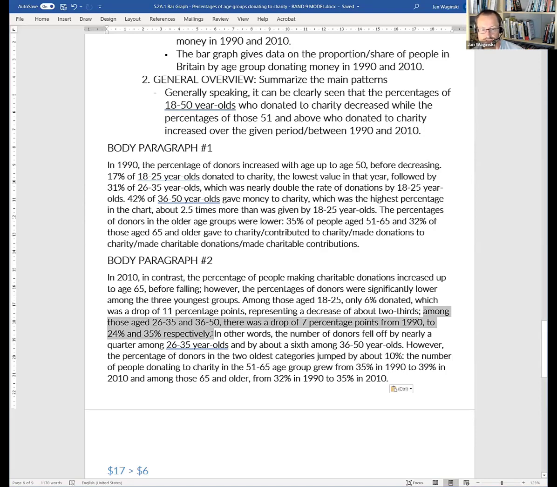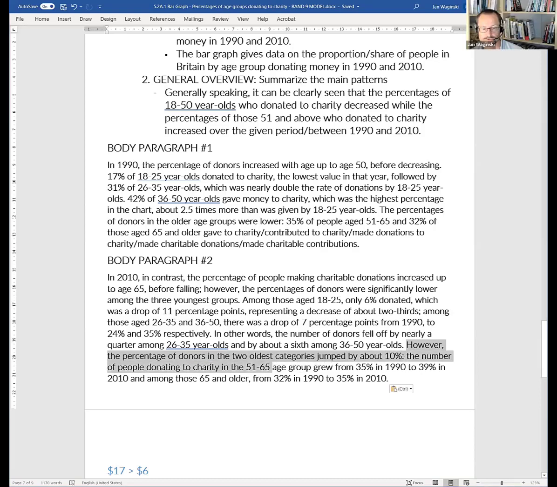See, it's 7% for both, but I'm going to say, in other words, the number of donors fell off by nearly a quarter among 26 to 35-year-olds and by about a sixth among 36 to 50-year-olds. You can say fell off or you can say fell, it doesn't matter. However, the percentage of donors in the two oldest categories jumped by about 10%. I'm using a colon here because I'm providing the explanation.